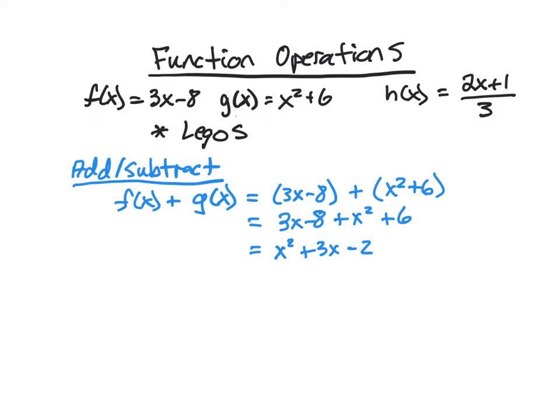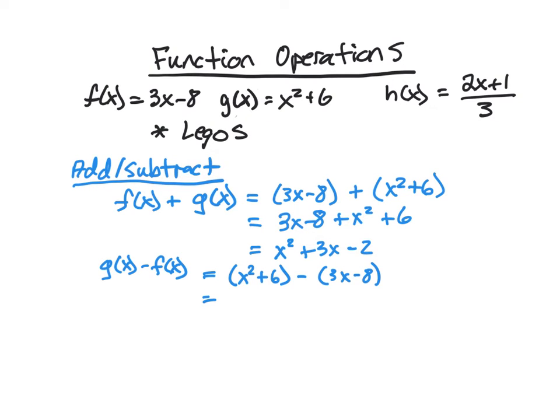We can do the exact same operation with subtraction. It's pretty much the same, but I want to highlight it because there is something that a lot of students sort of fail at. And when they do that, unfortunately, they have problems then with the answer. So let's do g of x minus f of x. So again, we're going to put in parentheses each of the functions. So g of x is x squared plus 6. And then we're going to subtract from that f of x, put it in parentheses, which is the 3x minus 8. And this is where a lot of students get tripped up.